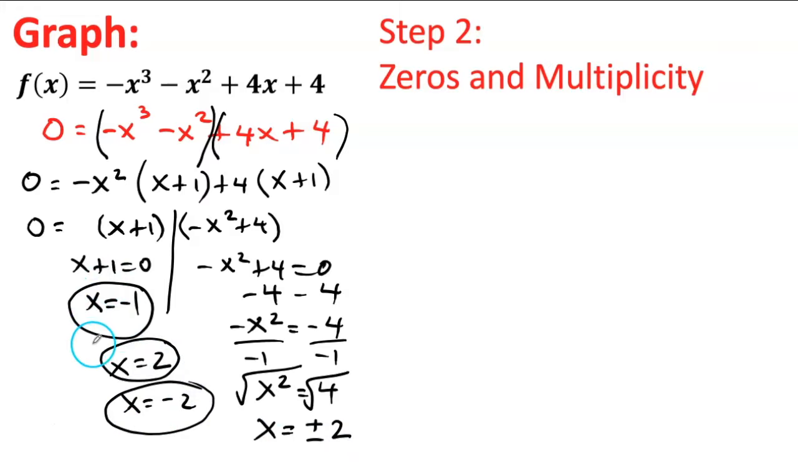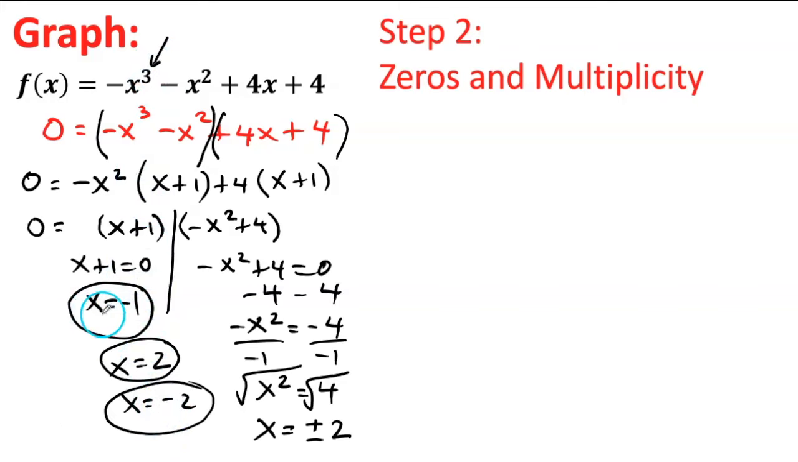So now, how do I know if I'm doing this right? I have 3 zeros, 3 x values: -1, 2, and -2. What was my highest degree? 3. The 3 will tell me how many zeros I have. They can be real numbers or complex numbers, but that's for a different lesson. So right now I have 3 zeros.